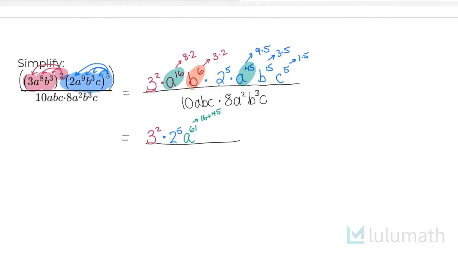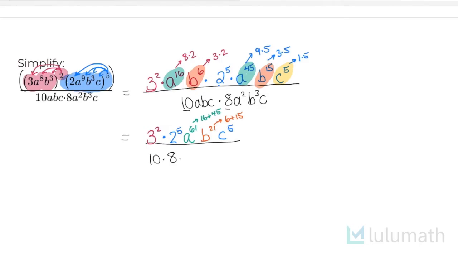I'll do the same thing for the b's. So I've got b to the power of 6 times b to the power of 15. And when I multiply, I need to add my exponents. So I would get b to the power of 21 because 6 plus 15 is 21. And then the c to the power of 5, nothing else is like it, so I'm just going to bring it down. Now in my denominator, I'm just going to copy down my coefficients, 10 times 8.